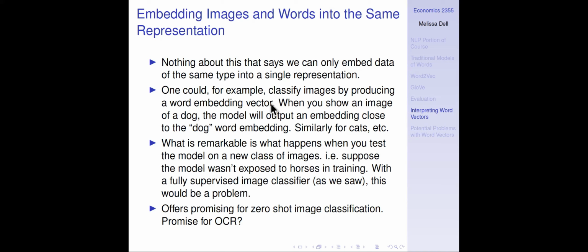And then let's say the model didn't see a horse in training. But if you put in an image of a horse and it gave you an embedding that's close to the word embedding for horse in that space, that would be an incredibly powerful model. Because with an image classifier, you can't do that. You have to be exposed to all the classes in training. And so there's been a lot of interest in zero-shot image classification with this sort of model, which we'll talk about if we have time.